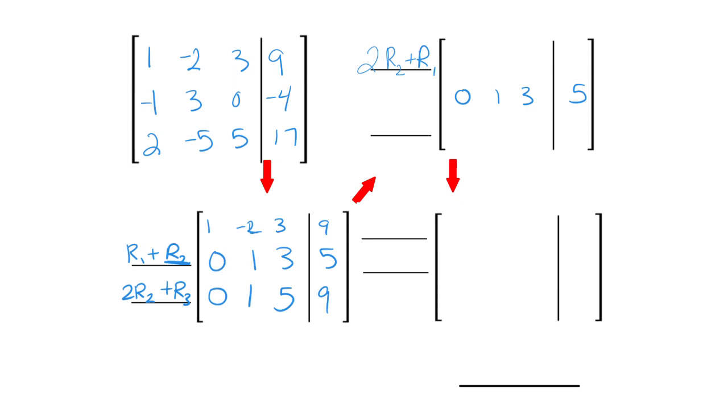2 times 0, plus 1. 2 times 1, plus negative 2. 2 times 3, that's a 6, plus 3, that's a 9. 2 times 5 is 10, plus 9 is 19. Okay, that doesn't feel very pretty, but it's all right. It's going to play out okay.